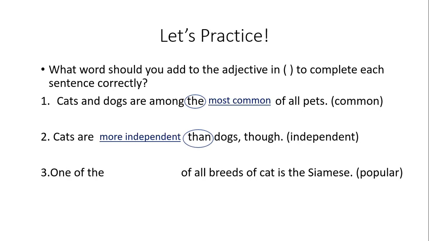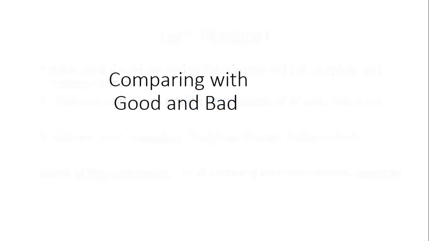Number three, one of the blank of all breeds of cat is the Siamese, and we have the adjective popular. So we identify what word? Oh, here it is. We identify the, which tells us that we're going to need the superlative form, which is most. So one of the most popular of all breeds of cat is the Siamese. Perfect. I hope that you guys are getting this, okay? So let's continue talking about comparing, but this time we're going to do good and bad.